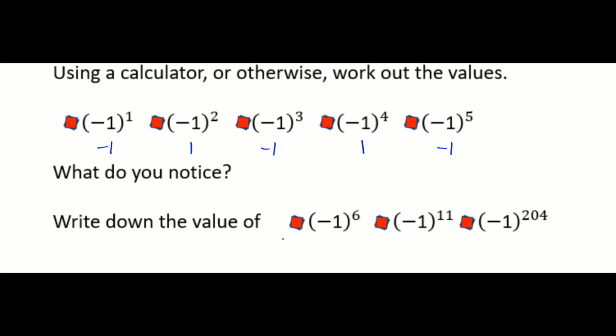So you should straight away, without doing a calculation, be able to write down these values. Minus 1 to the power of 6, 6 is even, so that's 1. Minus 1 to the power of 11, 11 is odd, so that's minus 1. And finally, minus 1 to the power of 204, an even number, is 1.